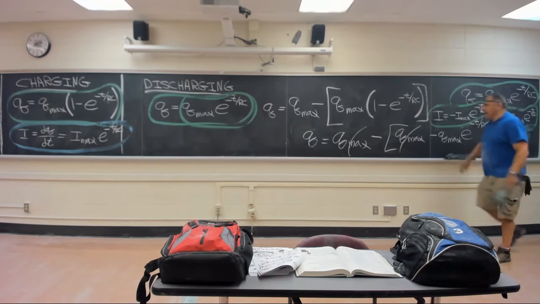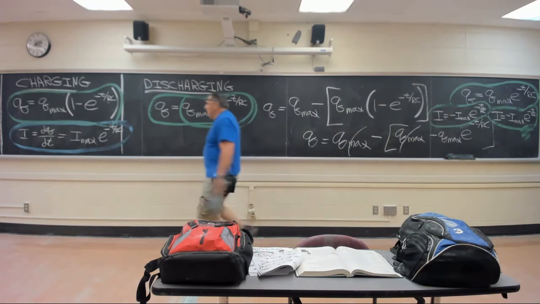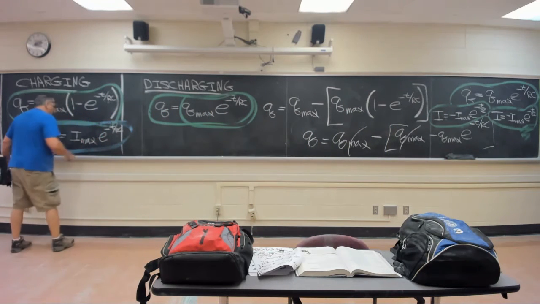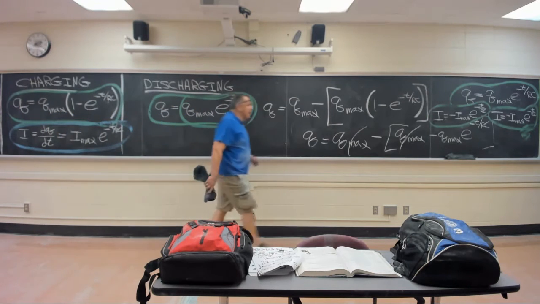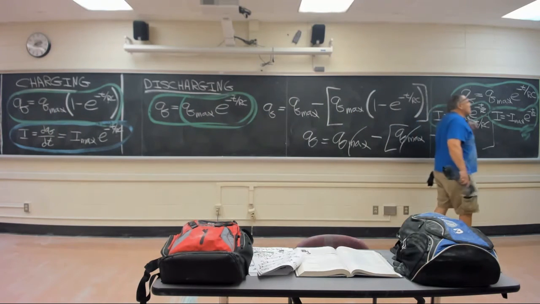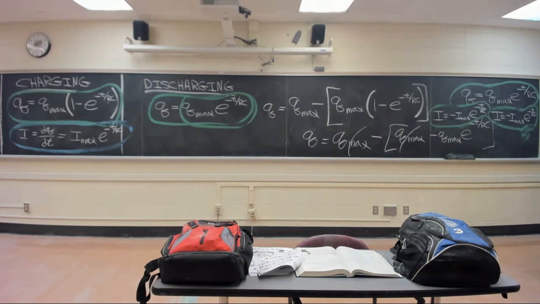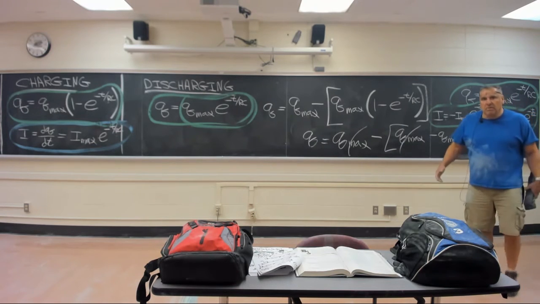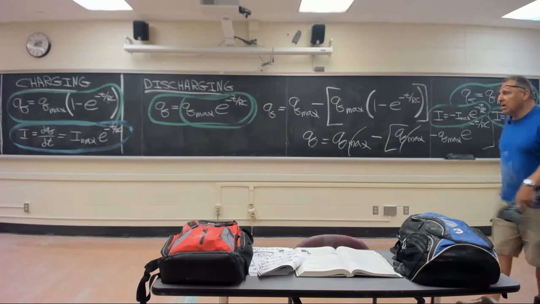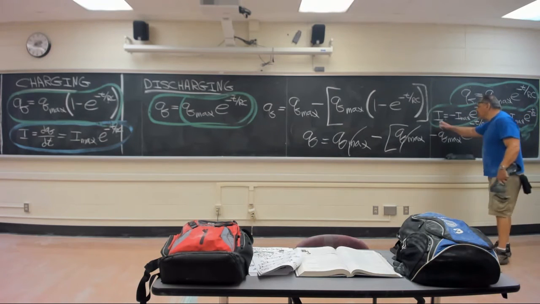Are they the same numbers? Yeah. The rate at which charge is entering is the same rate, at a given time, at which it is leaving, only it's going in the reverse direction. Here, charge is being lost per unit time. Charge is traveling to the capacitor at a rate dq/dt, which is I.